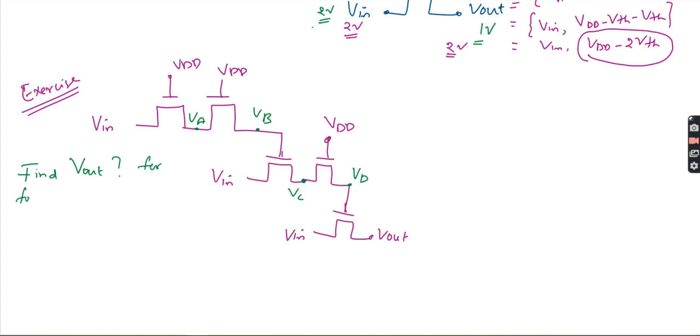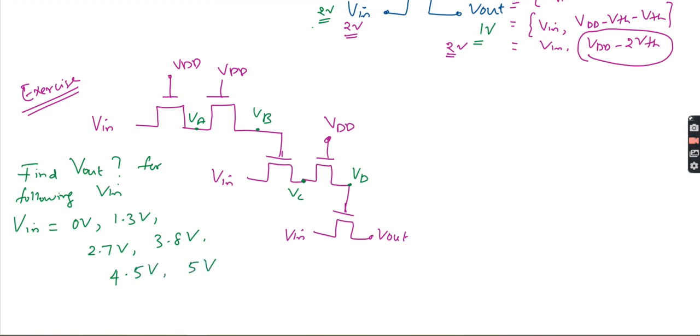for the following Vn: Vn is equal to 0 volt, 1.3 volt, 2.7 volt, 3.8 volt, 4.5 volt, then 5 volt. So for this you need to find out the output voltage Vout. Note down the question.